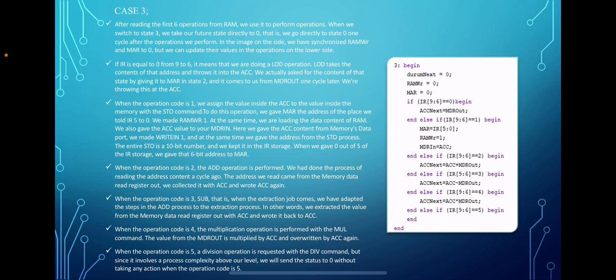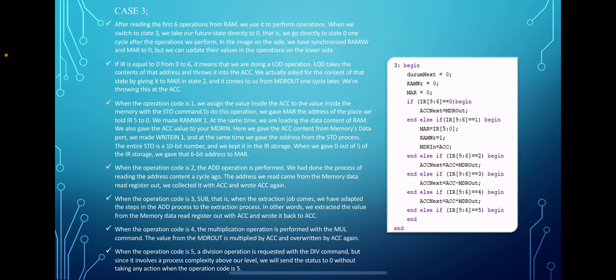We made write 1. And at the same time we gave the address from the STO process. The entire STO is a 10-bit number and we kept it in the IR storage. When we gave 5 to 0 of the IR storage, we gave that 6-bit address to MAR.